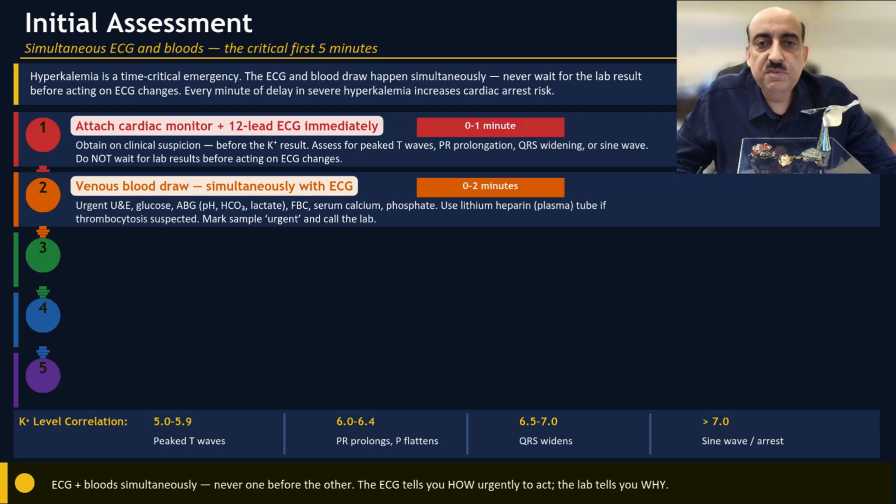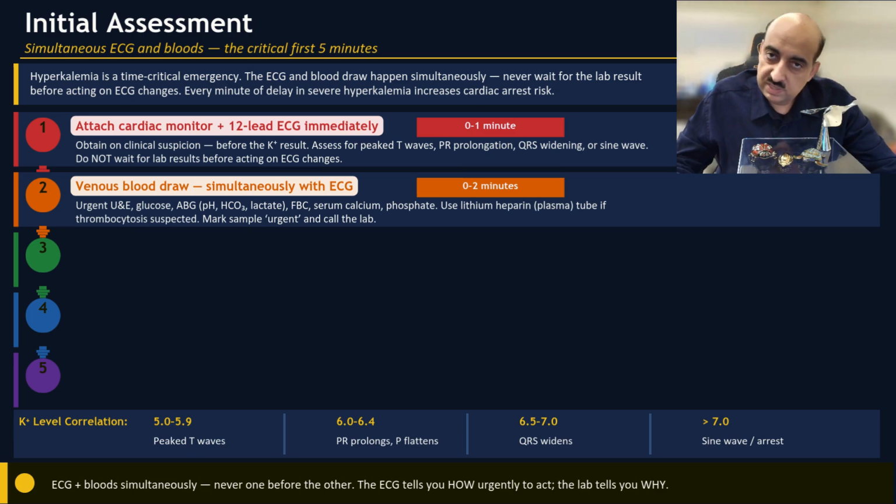So, initial assessment of patients with hyperkalemia: it's a time critical emergency. The doing of ECG and obtaining blood results has to be simultaneous, not successive, because time is essential. Step number 1, within the first minute, if there is high suspicion of hyperkalemia or the GP has sent in a patient with a high potassium reading, get the cardiac monitor attached, get a 12-lead ECG. If any suspicion of hyperkalemia changes, tall tented T waves, prolongation of the PR interval, QRS, etc., then you have to act on the ECG findings rather than reconfirmation.